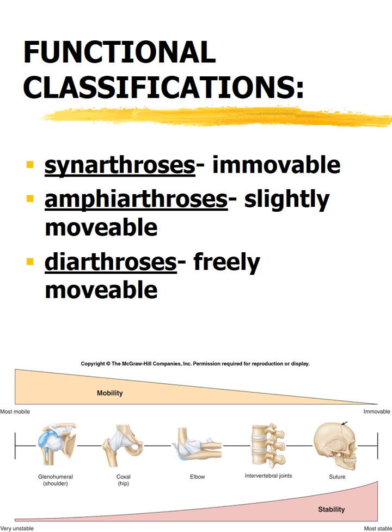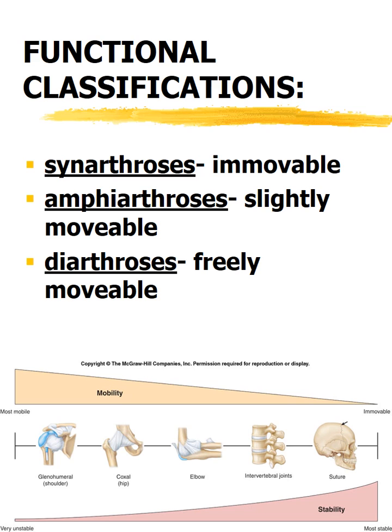There are three different classifications of function based on movement. The first one is synarthroses, and these are immovable joints. We find these within the tooth adhering to the jaw, our lambdoid sutures, for example, as well as our epiphyseal plates in growing bones.